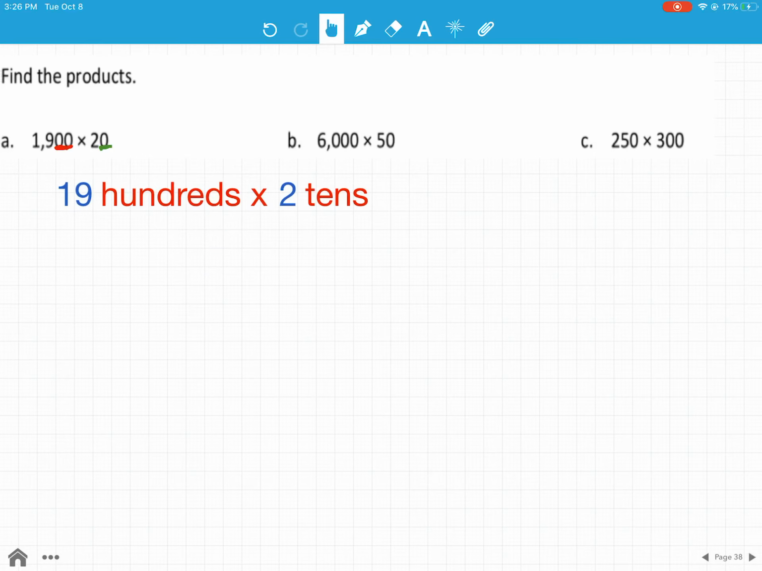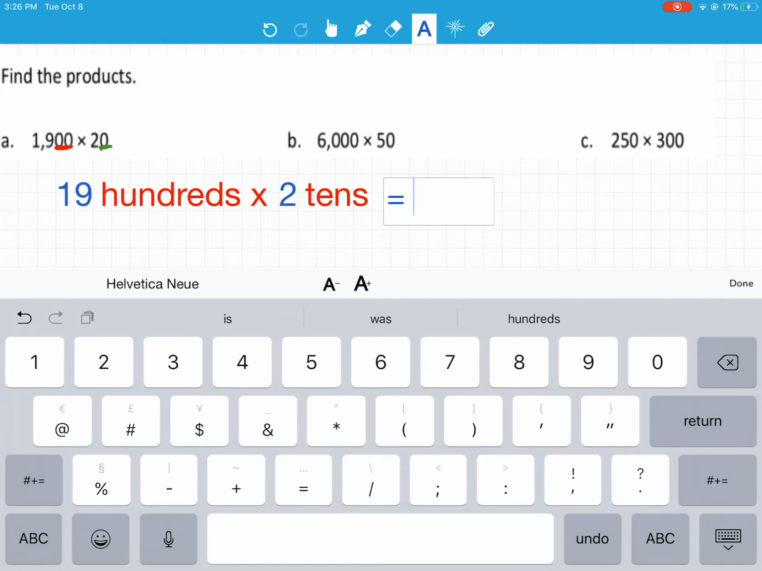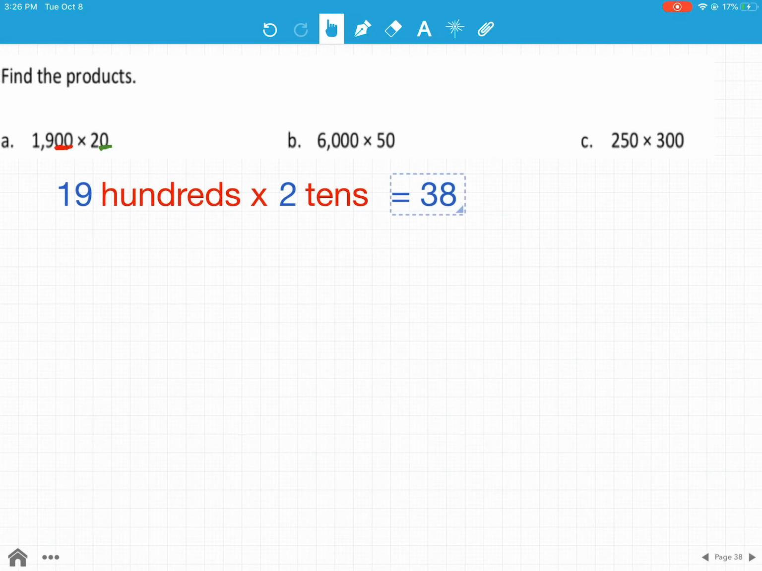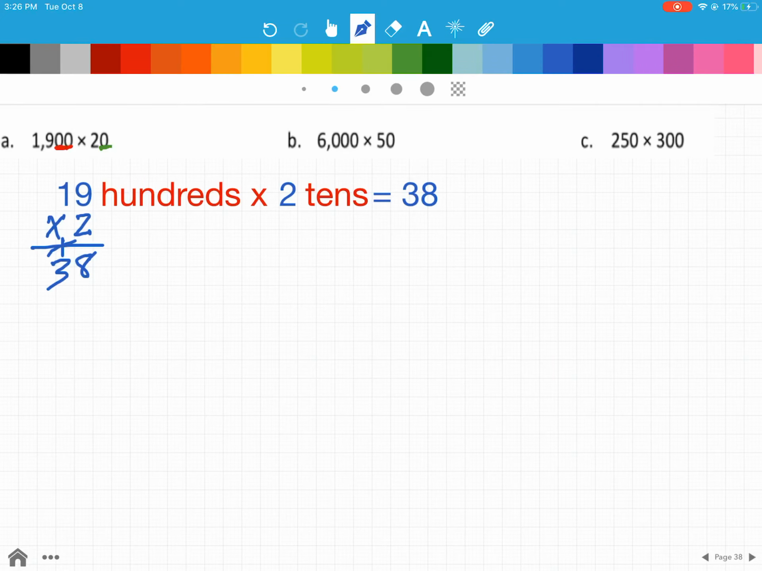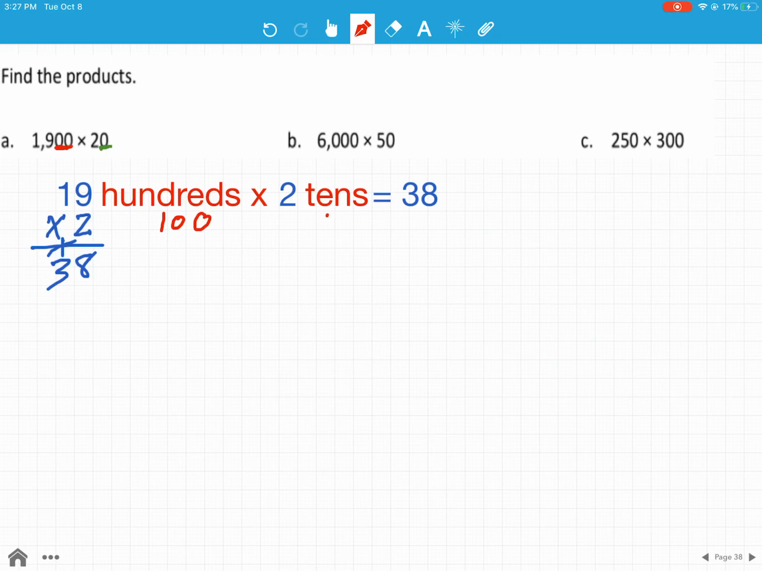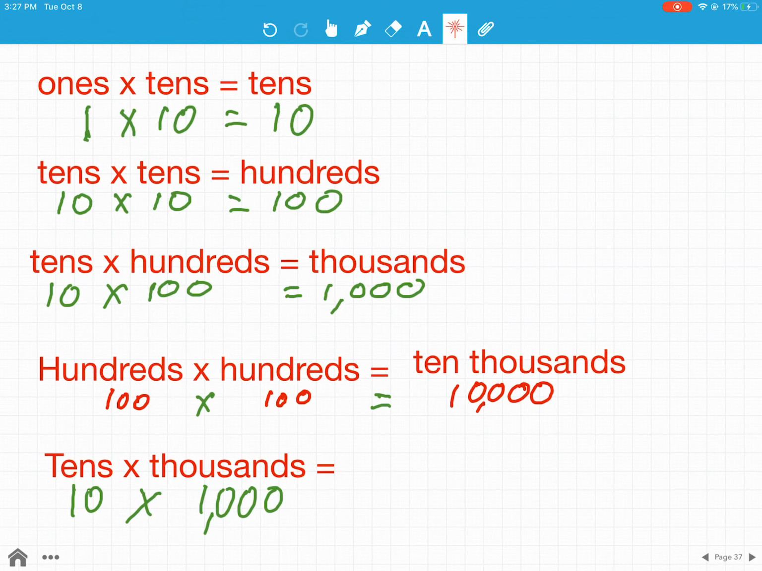And hopefully you see that 19 times 2 is equal to 38. And if you don't, hopefully you can do the math yourself. But 19 times 2, 2 times 9 is 18, and 2 times 1 is 2, plus 1 is 38. Alright, so now we have hundreds times 10. If we look back, we have hundreds times tens. Doesn't have to be in the same order, but that will give us thousands.